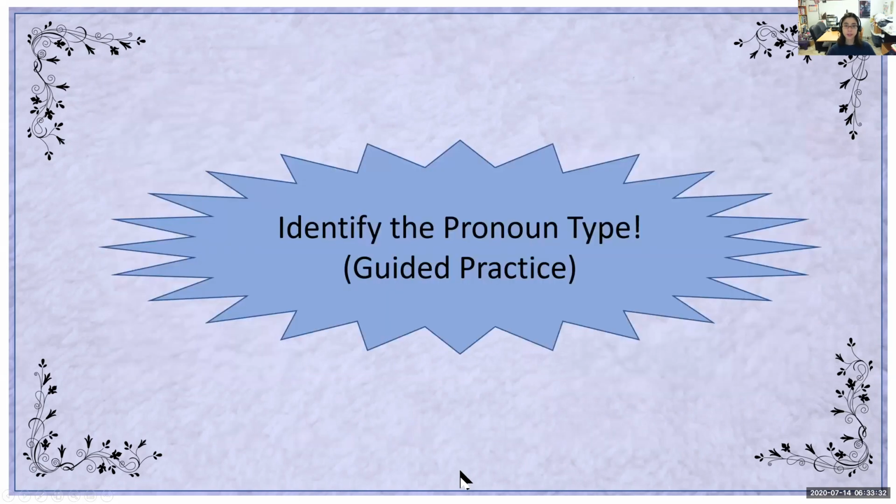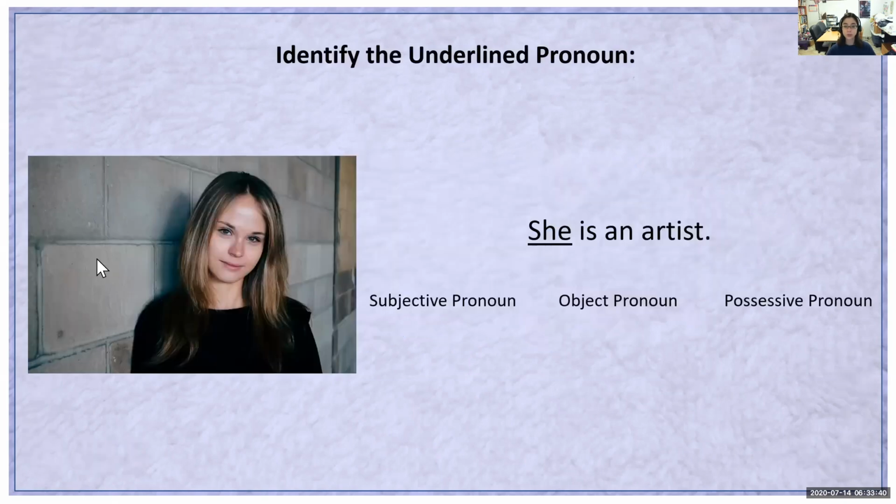Okay, so now we're going to do an activity where we identify the pronoun type. I'm going to guide you through some of these first. To show an example, I have an underlined pronoun, in this case it's she, and your job will be to identify which type of pronoun this is. Remember, you can refer to the chart that you wrote down to figure out which pronouns fall in which category. So for our first sentence, we have, she is an artist.